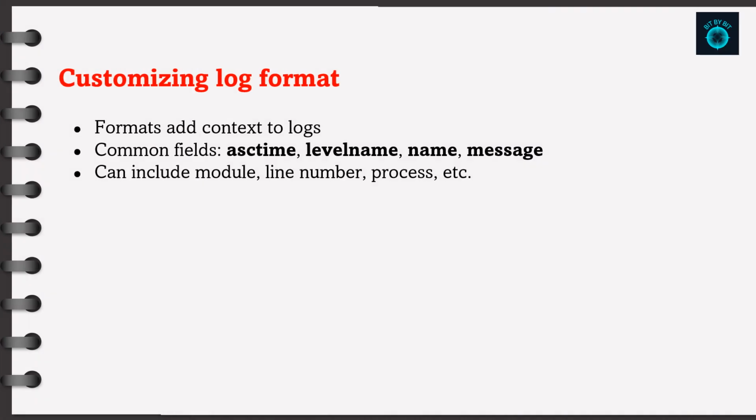Customizing log format. You can customize the format of logs to include more context. Common fields are asctime for timestamp, levelname for log level, name for the logger name, and message for the actual log text. You can also add module name, line number, process ID, or thread name. This makes it easier to trace exactly where each log comes from.